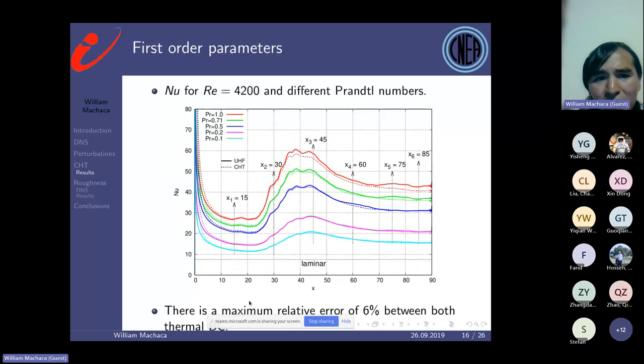Now, in this figure, I present the results for the higher Reynolds number and 5 different Prandtl numbers for the 2 thermal boundary conditions, uniform heat flux and conjugate heat transfer. After analyzing the results, we found that there is a maximum relative error of 6% between the 2 thermal boundary conditions along the transition.